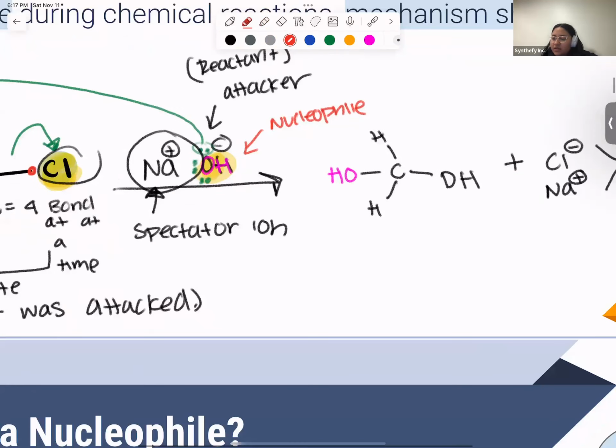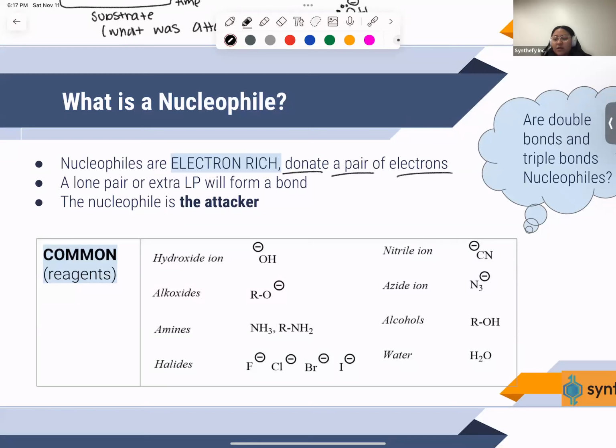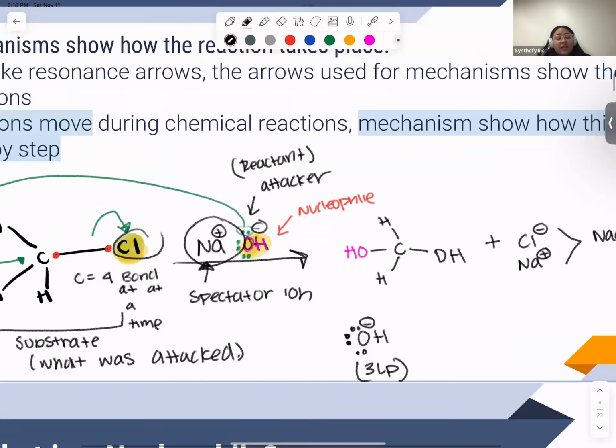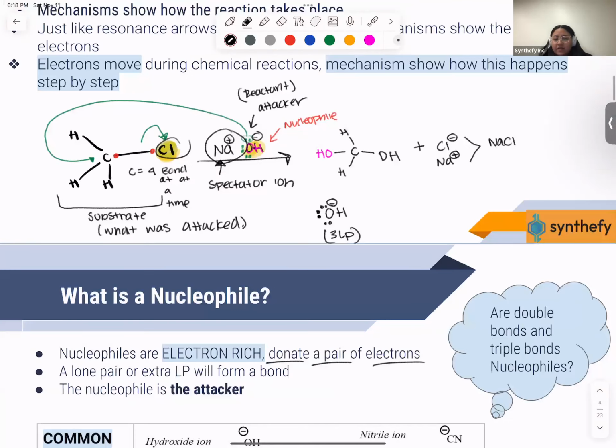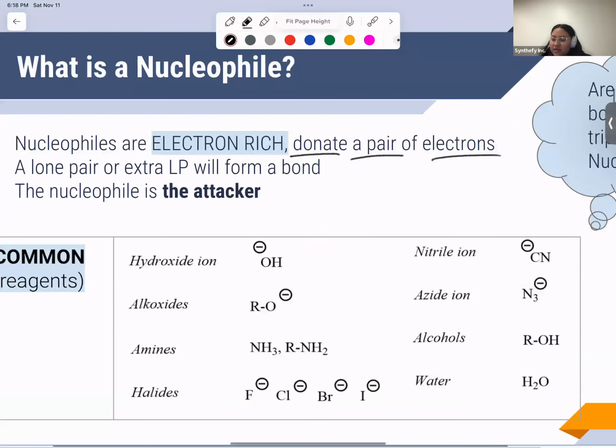Because it is electron rich. That OH minus, as we said, has three lone pairs. So it has a lot, and therefore it can afford to donate a pair of electrons. A lone pair or an extra lone pair will form a bond. It doesn't even have to be an extra, just if you have the ability to donate a set of electrons or a lone pair, that's a nucleophile. So as we saw, it is the attacker, and it's also the reactant.